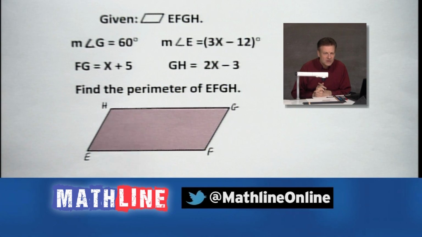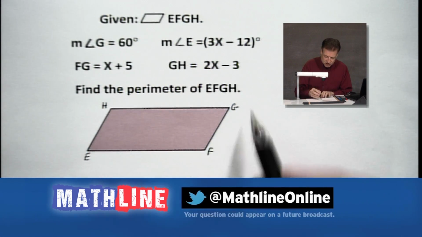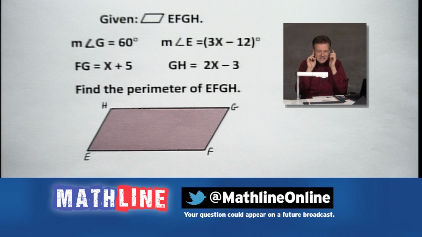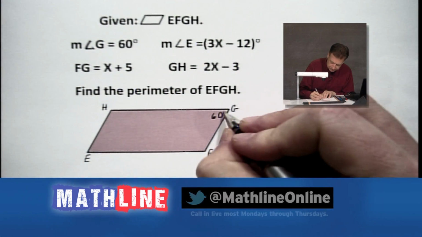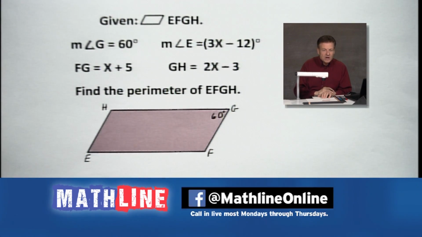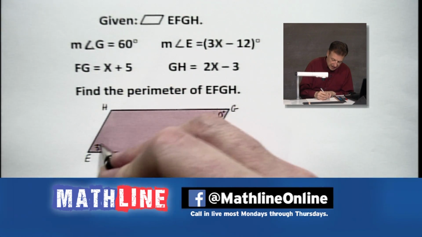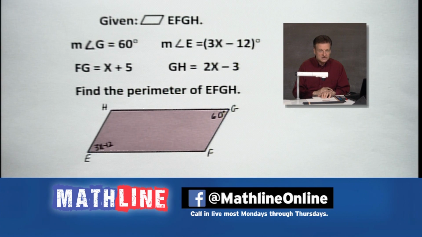Right here we go. Oh, this looks good. Let's work it. E, F, G, H, life is good. You know what I like to do when you've got a picture? Put information on it. And this one is kind of nice because we've got a 60 right here, 60 degrees. We also have angle E down here in the corner, 3x minus 12 degrees.